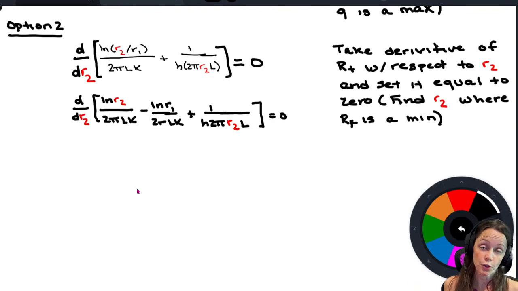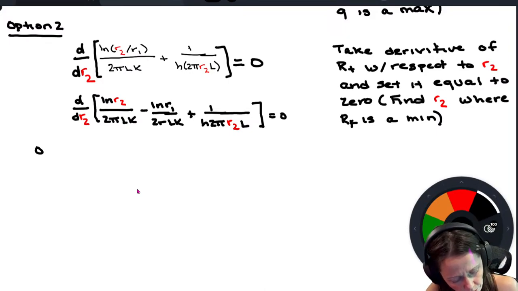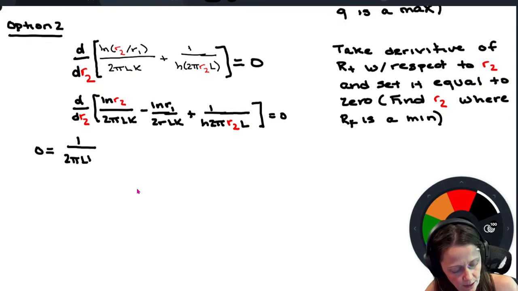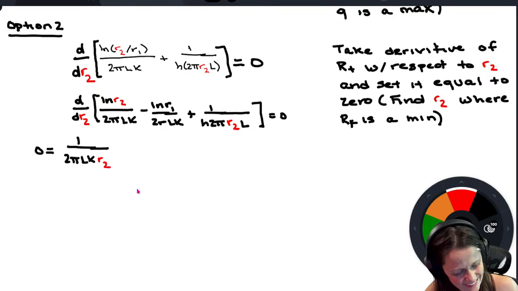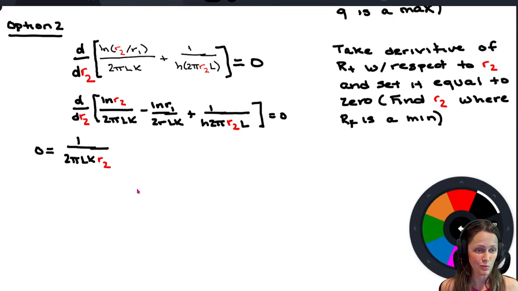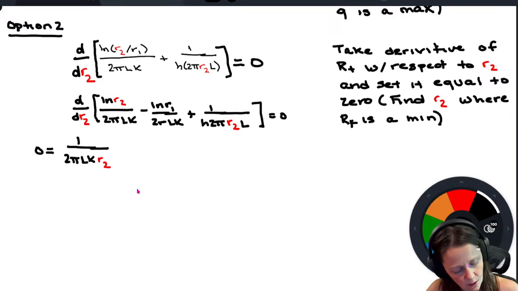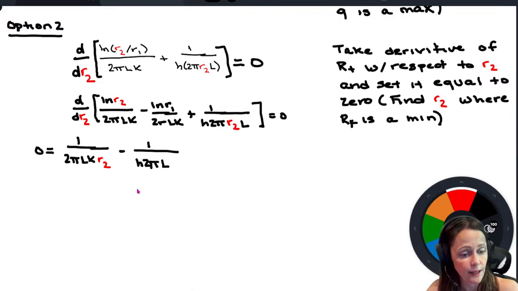For the derivative of the first one, the derivative of the natural log of something is just 1 over that something. So this is going to be 1 over R2, with the 2 pi LK. The derivative of the middle term is essentially the derivative of a constant, so that one's going to be 0. And then for the other one, I've got 1 over H 2 pi L times the derivative of 1 over R2, so that's R to the negative 1. So this would be negative 1 over H 2 pi L times R2 squared.